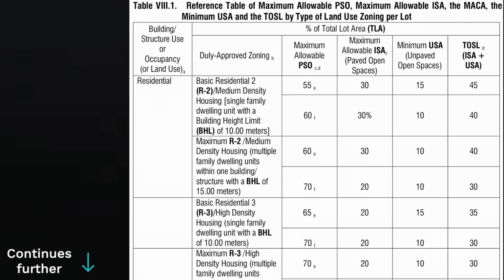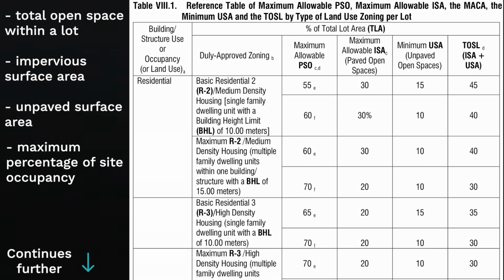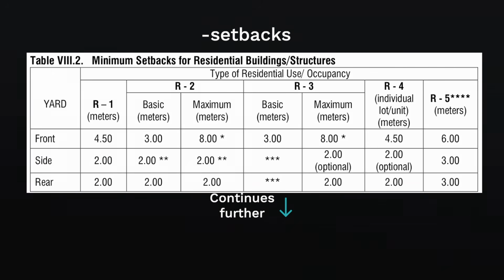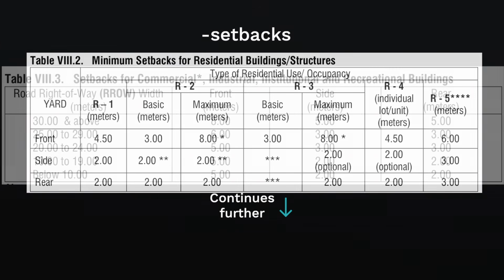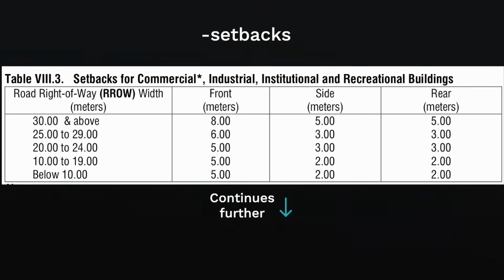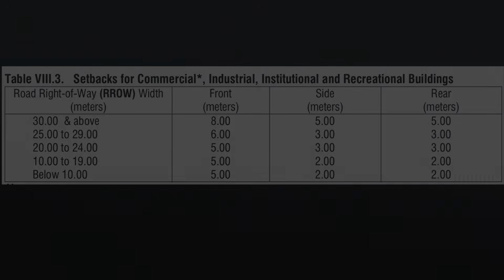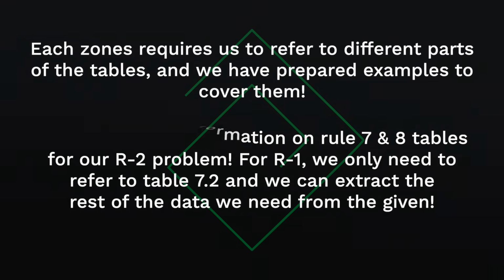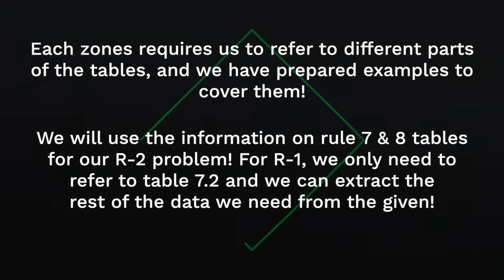Now let's switch to Rule 8. You'll need to refer to Table 8.1 if you need to determine the values of total open space within a lot, impervious surface area, unpaved surface area, and maximum percentage of site occupancy. You can use Tables 8.2 and 8.3 to find the required setbacks for the problem. We will dissect each table later when solving the problem and referring to the specific tables we need. Each zone requires us to refer to different parts of the tables, and we have prepared examples to cover them.